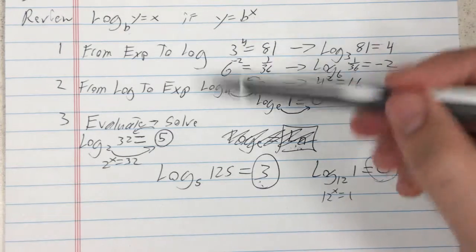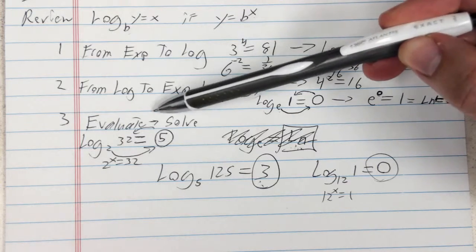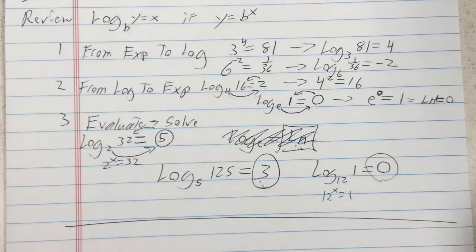All right, so we've done our 3 pieces there. We went from exponential to log, we went from log to exponential, and then we evaluated. The next thing is to use the product, quotient, and power properties to expand and condense.